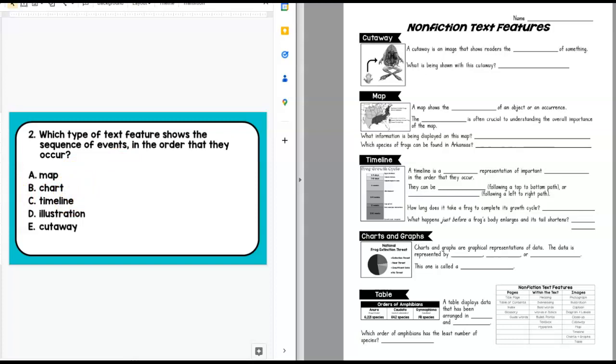This is going to be your assignment to work on these today.